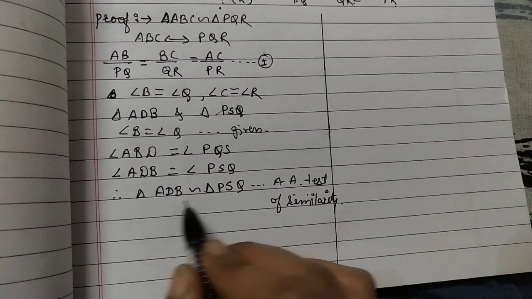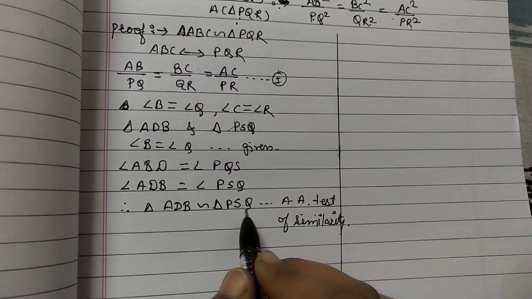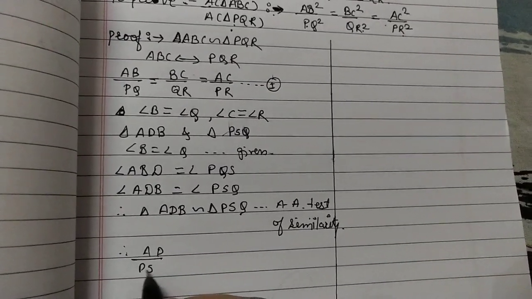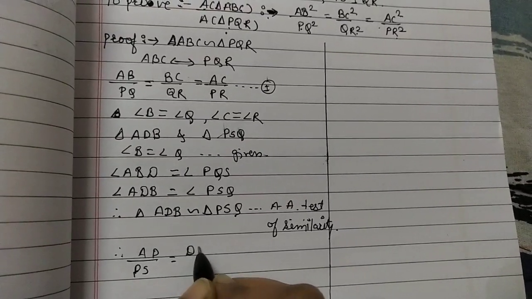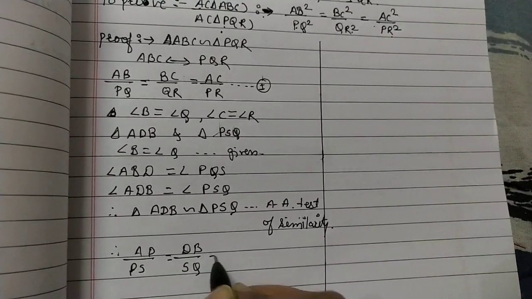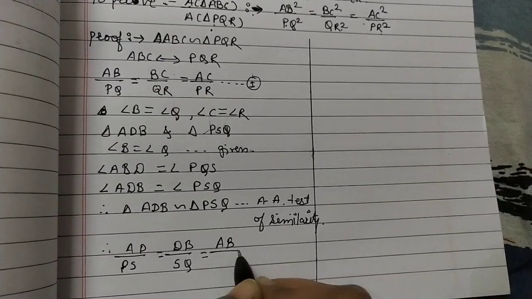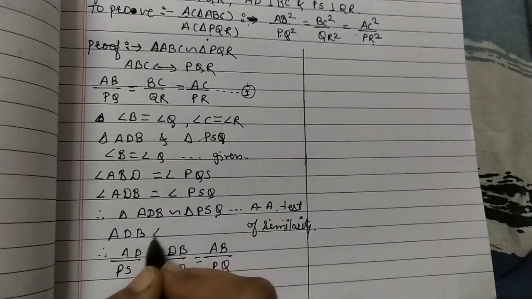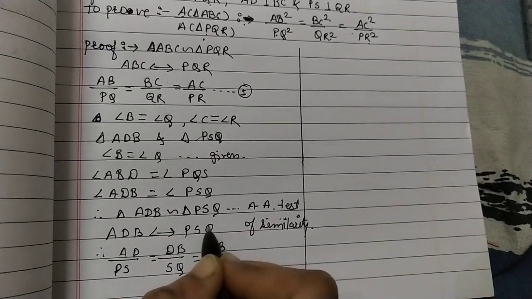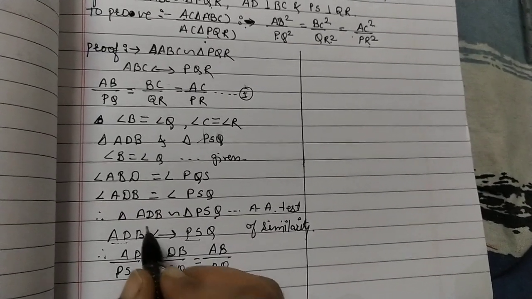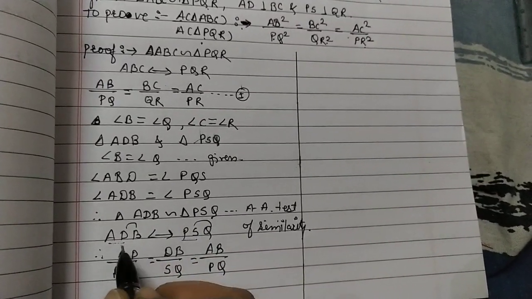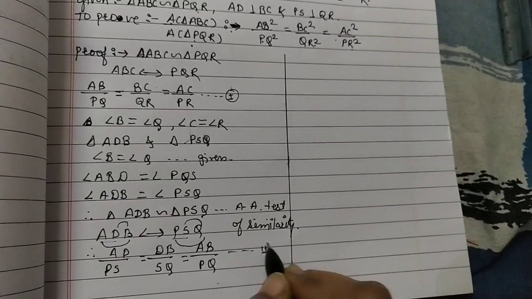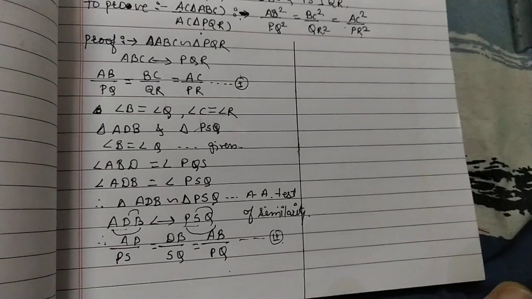Now if these two triangles are similar, then their sides must be in proportion. So I will write AD upon PS equals DB upon SQ equals AB upon PQ. See, the correspondence was ADB corresponds to PSQ. So AD upon PS, DB upon SQ and AB upon PQ. I'll give this number 2.